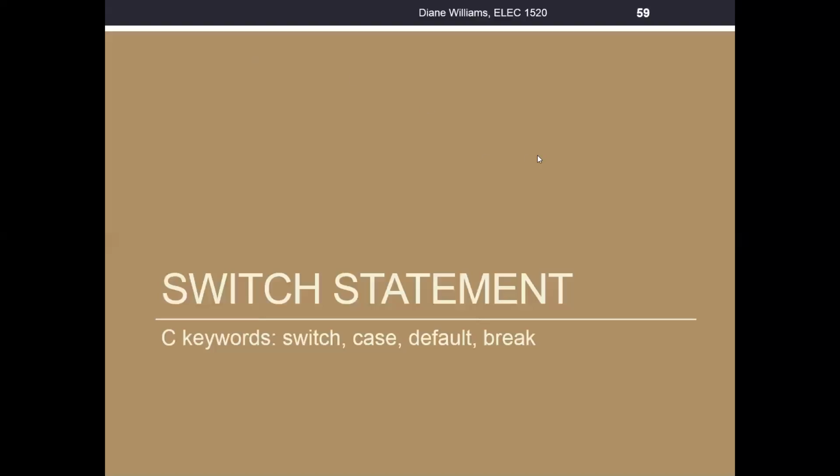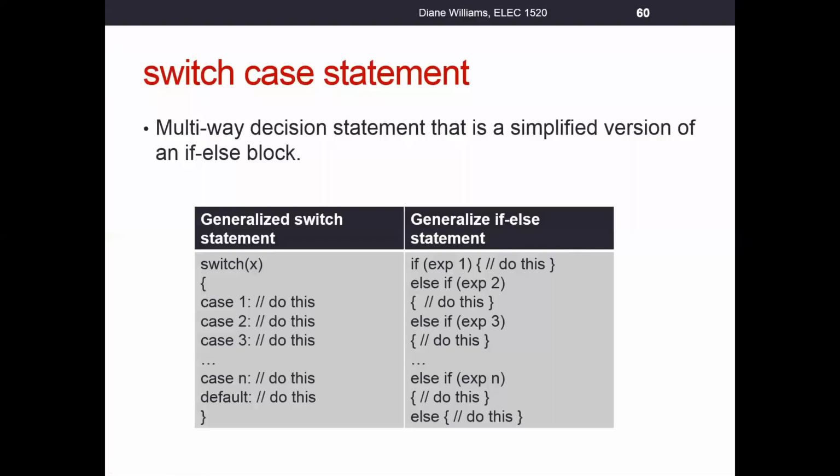The second of our conditional selection statements is a switch statement. We're going to learn new C keywords, switch, case, default, and break in this section. Switch statements are somewhat similar to if statements. We can convert if statements to switch and switch to if. Let's look at a switch case statement and a generalized switch statement.